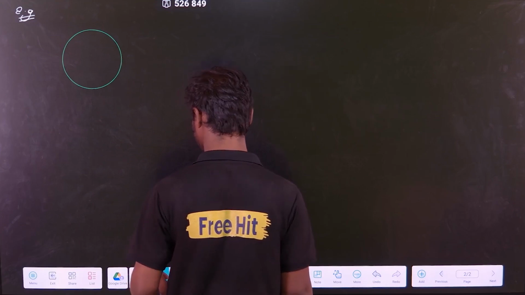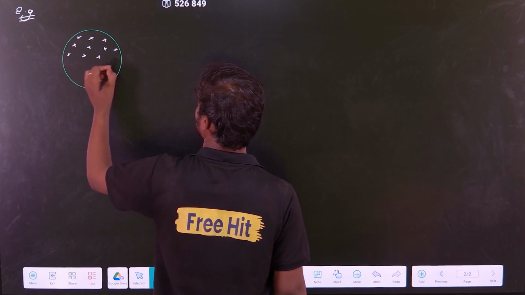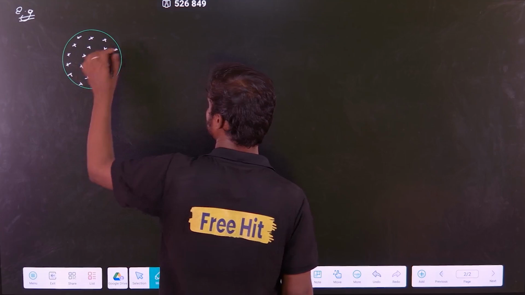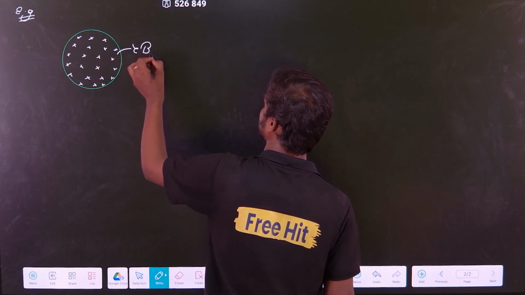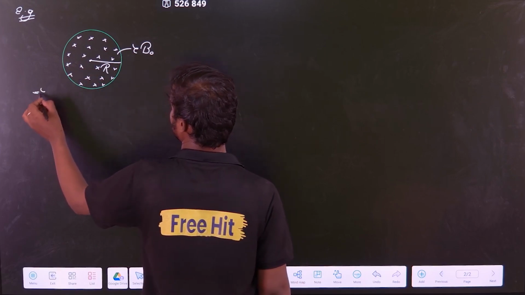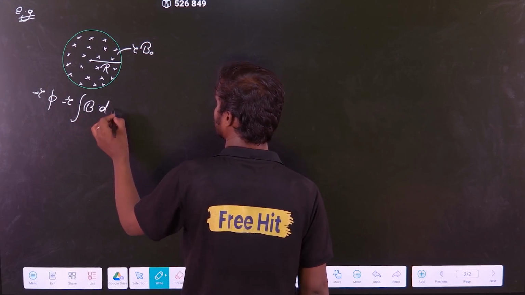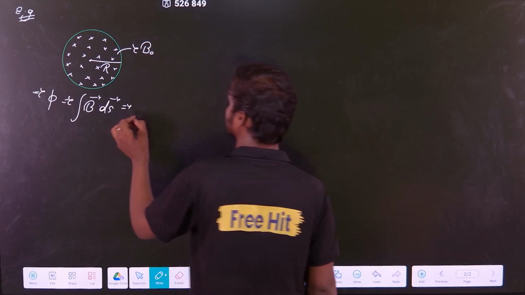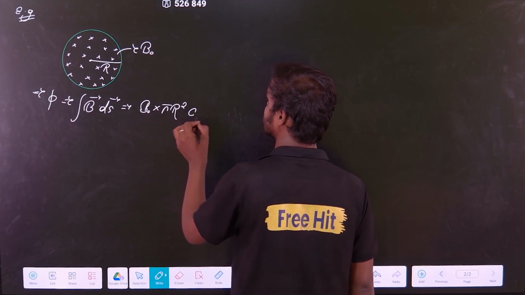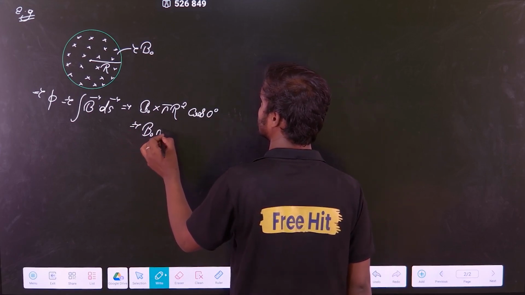Suppose we take some surface. Suppose the magnetic field is there. The magnetic field is B naught, and suppose the radius is R. If I ask you what is the magnetic flux, it's very simple. What is the formula? Integration of B dot ds. So the magnetic field is B naught. What is the area? The area is pi r square into cos 0 degree. So this will be B naught pi r square.